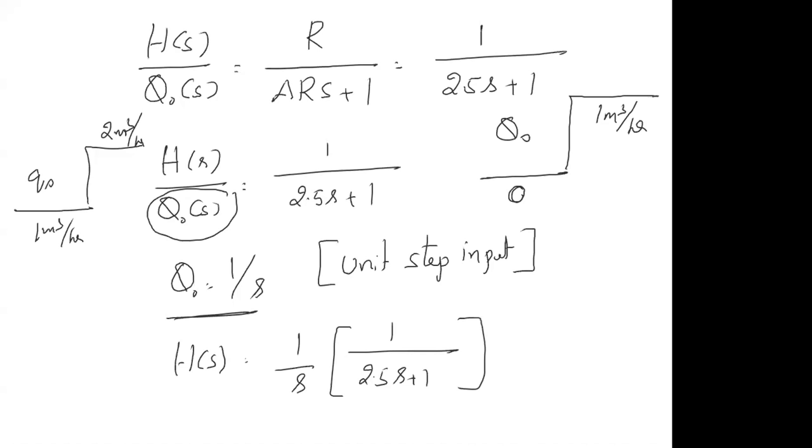Okay, then let's not digress from the topic. So how do you get 1 by s into 1 by 2.5 s plus 1? It is R by AR into s plus 1. R is 1, A is 2.5. So that is how you got this one. Now, this is what we have done for it.